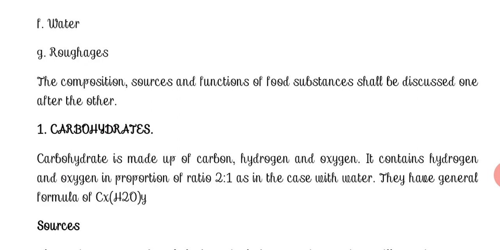carbohydrates. Carbohydrate is made up of carbon, hydrogen, and oxygen. These are the 3 elements that make up carbohydrates. Otherwise, it is also called hydrated carbon, that is, the carbon that contains water. It contains hydrogen and oxygen in the proportion of ratio 2:1, as in the case with water. And they have a general formula. This carbohydrate has the general formula CxH2Oy.